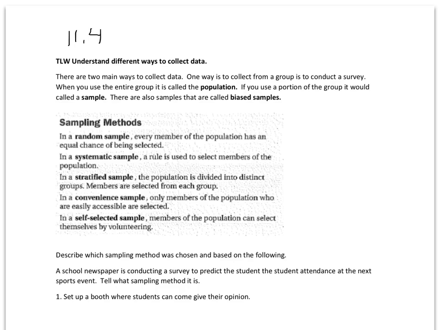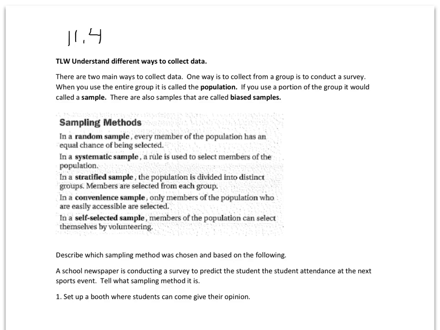One way is to collect it from a group, to conduct a survey. When you use the entire group, it's called a population. So that's the first way. You take the whole population of something. So if we were doing something with the school, we would be doing it for the entire school.